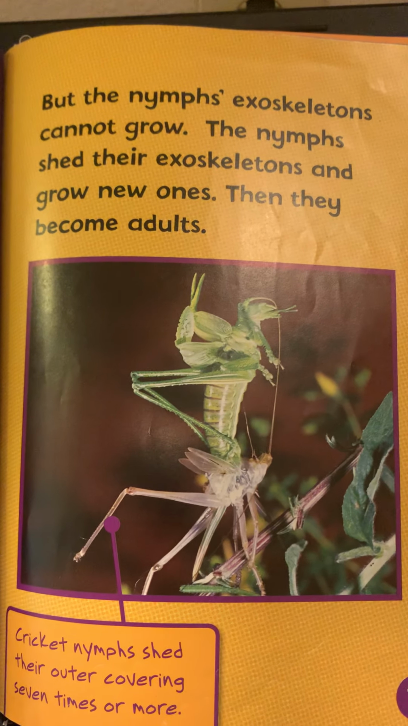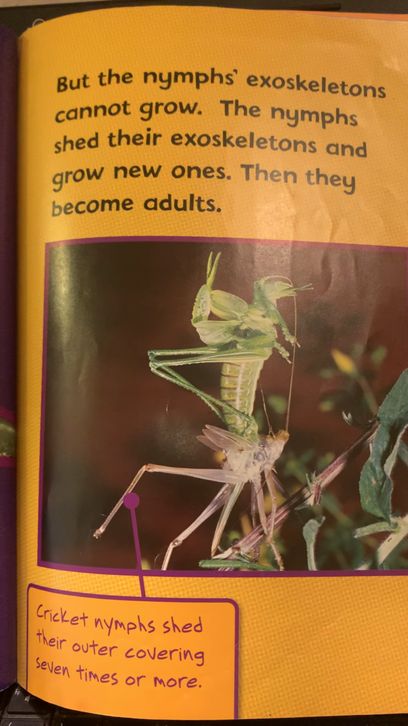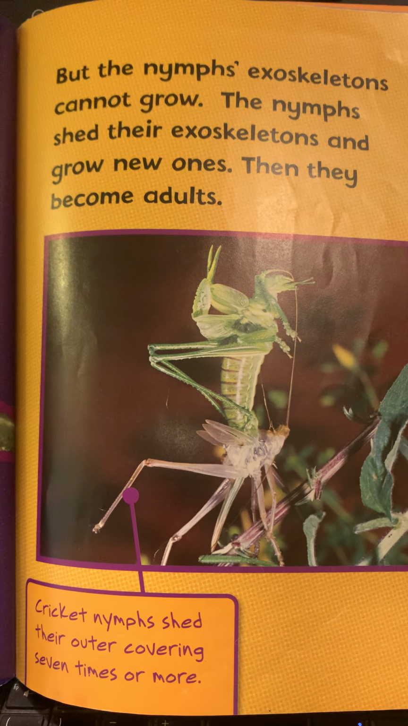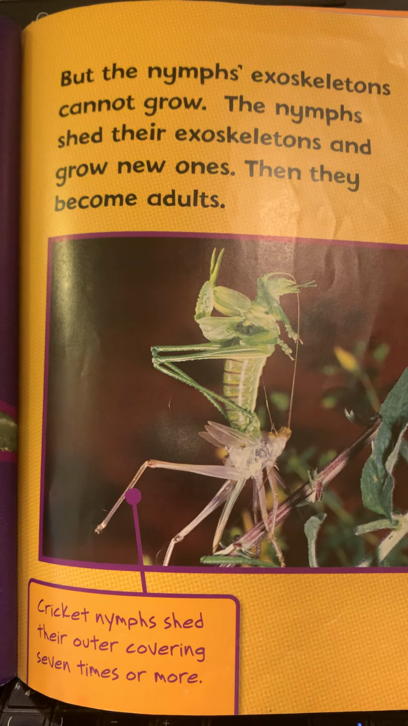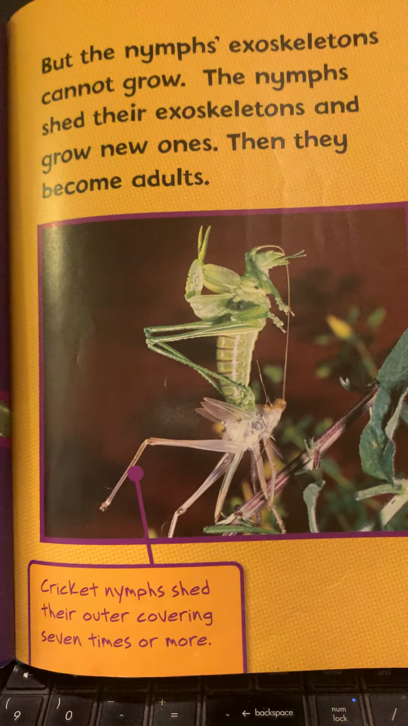But the nymph's exoskeleton cannot grow. The nymphs shed their skeletons and grow new ones. Then they become adults. Cricket nymphs shed their outer covering 7 times or more.